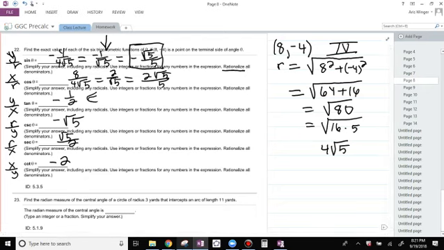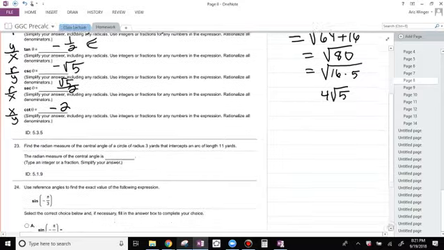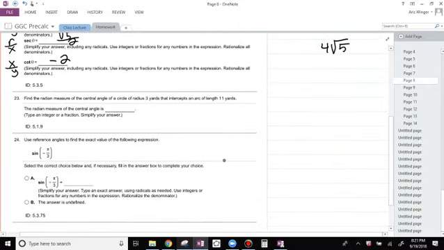S equals r theta. Find the radian measure of the central angle of a circle of radius 3 and an arc length 11. All right, what are they looking for in this formula? Is it s, r, or theta? Theta. Theta is s over r. 11 over 3. Okay, it's already in radians.